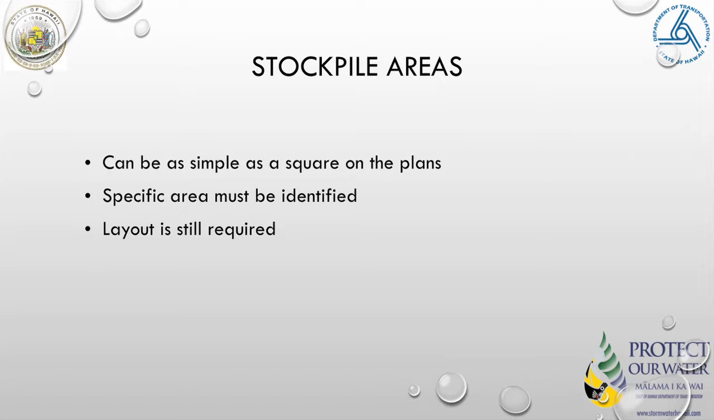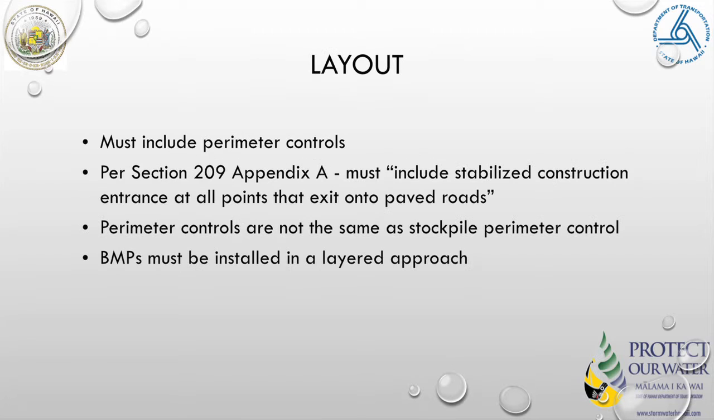Stockpile areas. If you have a dedicated stockpile area, it can be as simple as putting a square on the plans to show the location. Again, these must be identified areas in your SWIP, but you still have to have a layout of that area. Some of the things you have to include in layout: you have to include perimeter control.